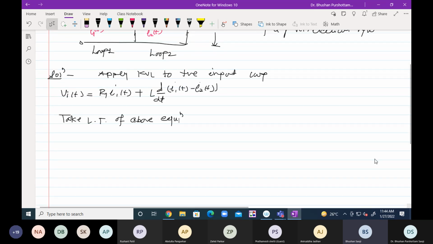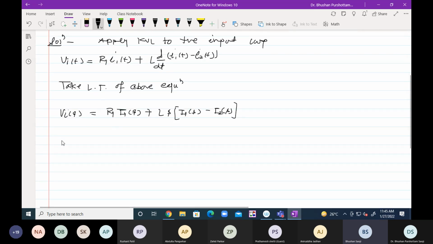Take the Laplace transform of the above equation. So this becomes Vi of S equals R1 times I1 of S plus L as it is, and d by dt is S in bracket, times I1 of S minus I2 of S. This is the equation that we have.